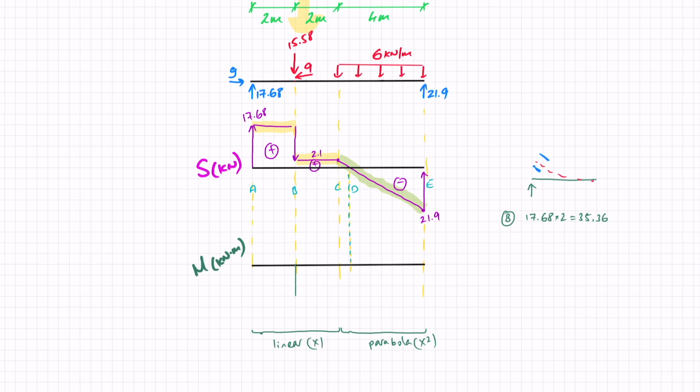So in this case, I'm going to draw here 35.36. And this is a linear line, so I'm just going to go from 0 to that line in a straight line. Now I want to find my moment at C.